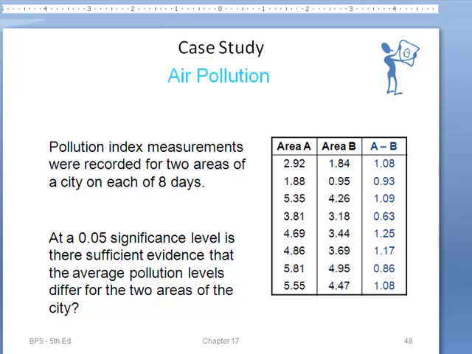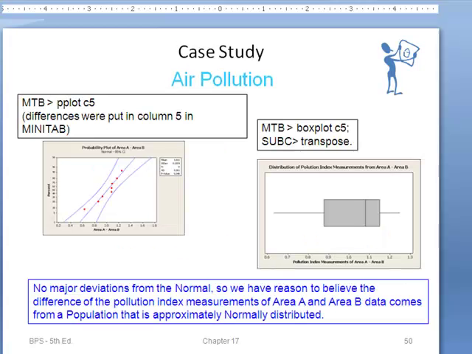If we were in Minitab, we'd have C1 being area A, C2 being area B, and column C3 would be the difference of those two. Looking at the probability plot and the box plot of this data, we see that the data looks relatively normal. There are no major deviations from normality. So we're going to say that the population is approximately normally distributed. That is, the differences. And there are no outliers from our box plot.